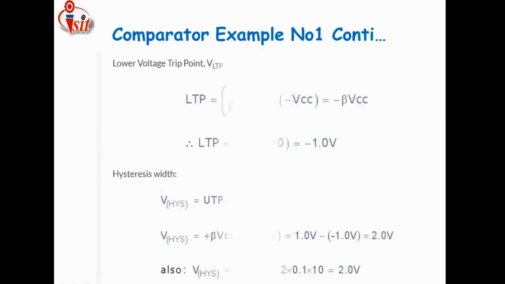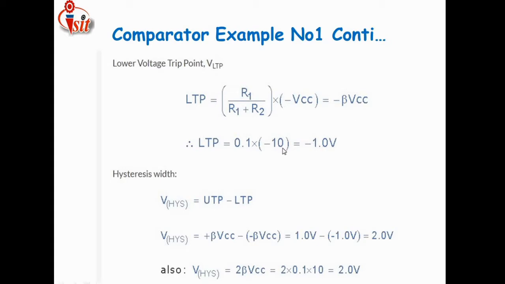Then along with this, what about the lower trip point? For the lower trip point, again the formula is beta into minus VCC. What is that beta value? I have told you that is R1 divided by R1 plus R2. But instead of putting the values of R1 and R2 here and then calculating the beta value, apart from this we have calculated the value of beta initially. I am taking that beta value as it is. Just put that beta value here, 0.1 into minus VCC. The minus sign I will take as it is.